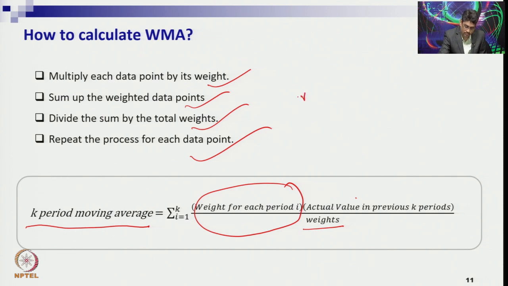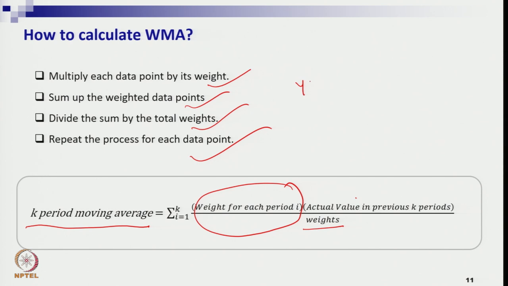So you can say y5 will be w1 y1 plus w2 y2 plus w3 y3 plus w4 y4, divided by w1 plus w2 plus w3 plus w4, if you take a 4-period average. The sum of the weightage should be 1. So this is your forecast.